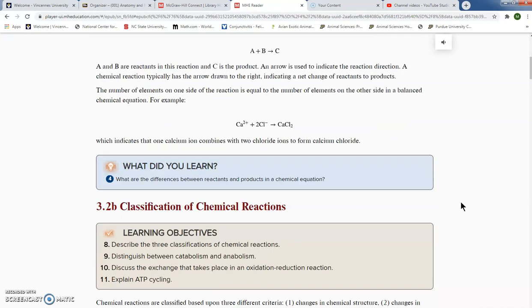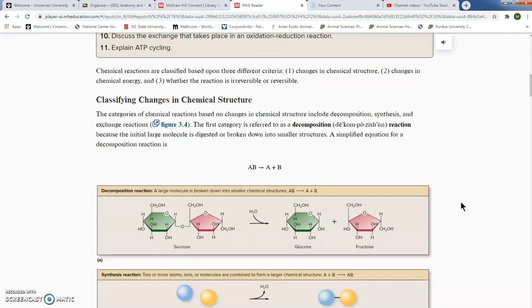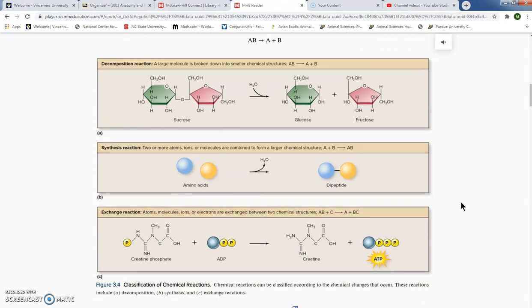All right, so I'm going to slide down here to our classes, or types, of chemical reactions that you should be familiar with. The first one we'll talk about is called a decomposition reaction. Anytime we have a molecule in the body, usually a pretty large molecule, and we break it down into smaller molecules, so bonds are broken and we get these smaller molecules, we call that a decomposition reaction.